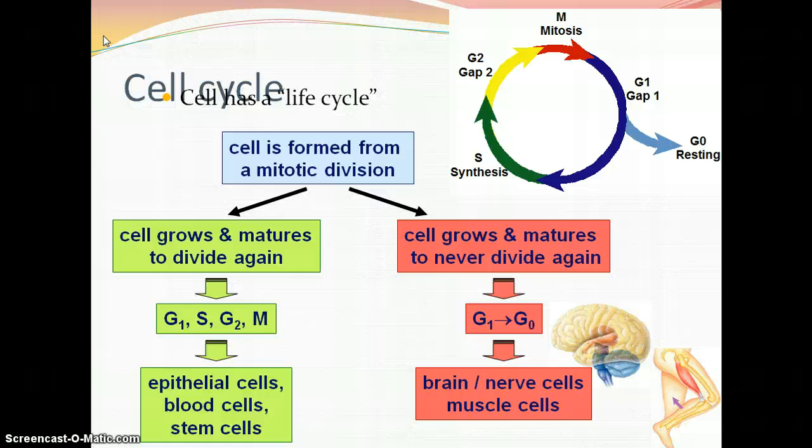In contrast, all the rest of the cells, like epithelial, blood cells, stem cells, liver cells, they actually do go through all the different phases because they do divide. And so we do get new and fresh epithelial cells or new and fresh blood cells. And that occurs through those 4 phases of the cell cycle.